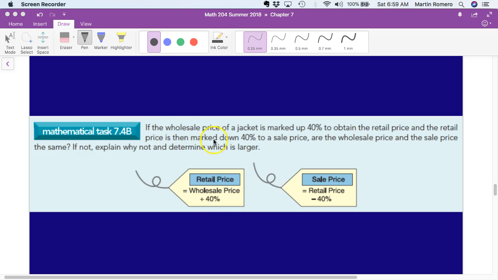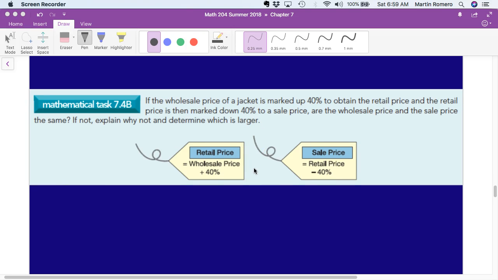So imagine you have a price for a jacket. It's marked up 40% to obtain the retail price. There's the wholesale price the person buys the jacket for, and then they mark it up to a retail price. And then the retail price is marked down 40% to a sale price. Are the wholesale price and the sale price the same? If not, explain why not and determine which is larger.